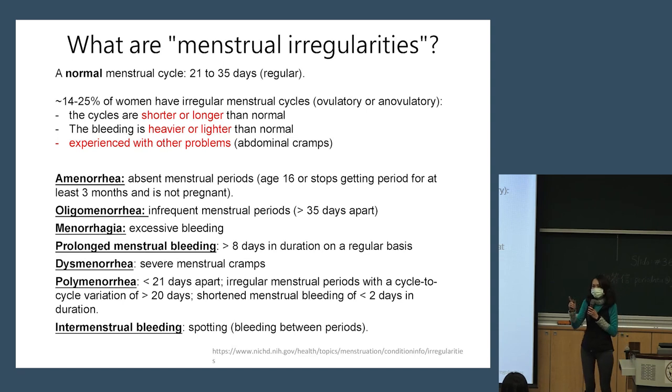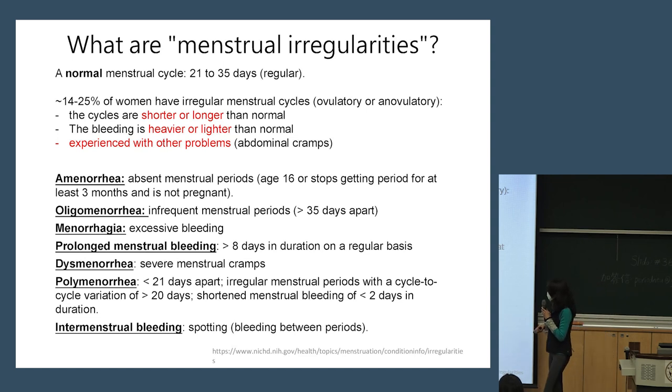But remember, I said that it's individual that causes differences between individuals, right? So if my period is always 40 days and it's never delayed or never becomes earlier, it's okay. But if you are pretty regular in terms of 28 days per cycle, but all of a sudden it becomes 40 days, 45 days, you might need to worry about that a little bit.